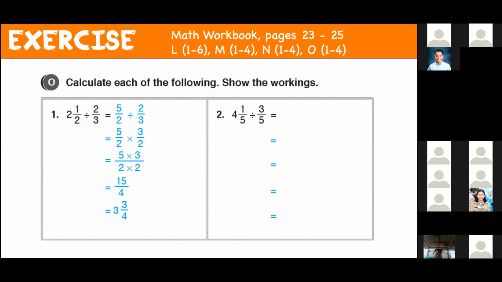So 5 times 3 is 15, 2 times 2 is 4. 15 over 4. 15 divided by 4 is 3 and 3/4. Okay, continue. This will be the last, number 2, 3, and 4. I give you 5 minutes. After that, we will check and we are finished. Just follow the pattern. I am answering number 1 so you can follow the steps.